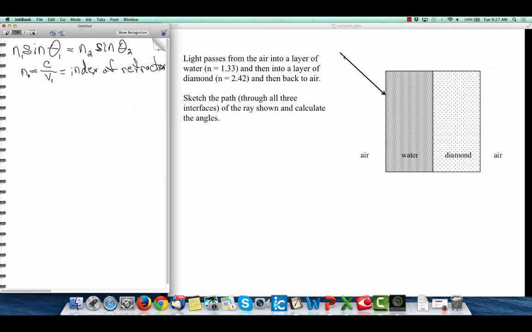So the picture is that there's a light ray coming through the air into a water surface, a water layer, and next to the water layer is a layer of diamond. Not an easy experiment to set up, but anyway. And then next to that, a layer of air. So there's a layer of water and a layer of diamond suspended in air.